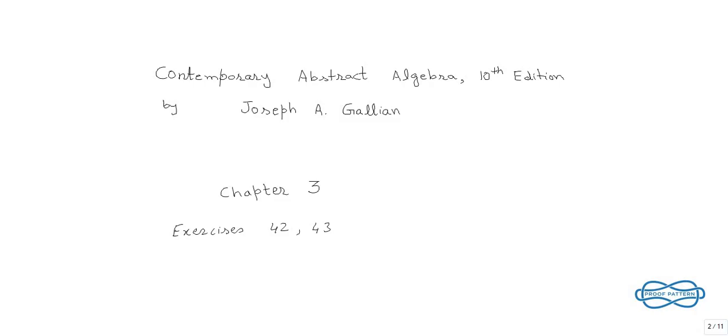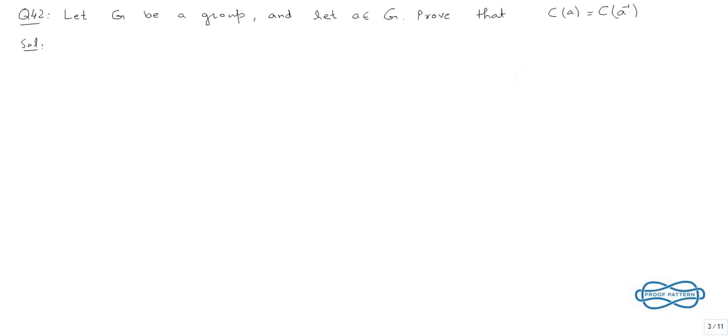Today we will solve exercises 42 and 43 from Chapter 3 of the book Contemporary Abstract Algebra, 10th edition, by Joseph A. Gallian. Question 42 is: let G be a group and let a be an element of G. Prove that the centralizer of a and the centralizer of a inverse are equal. Okay, we start the proof.